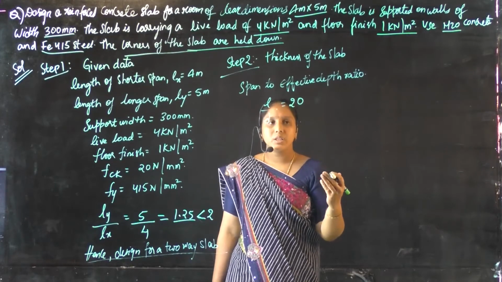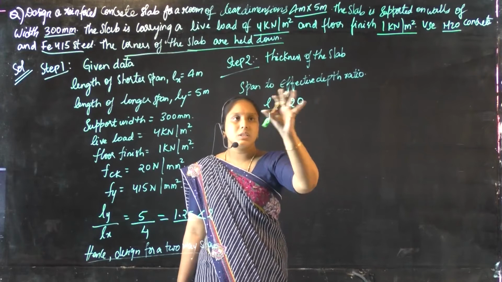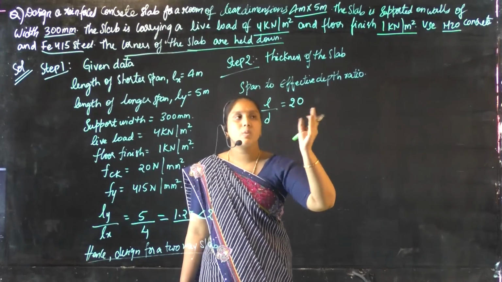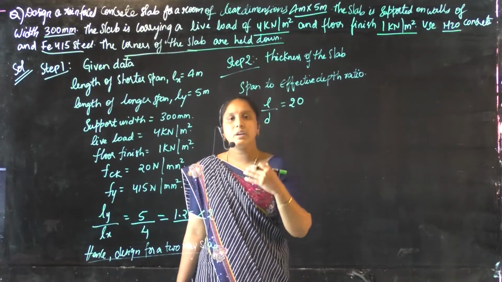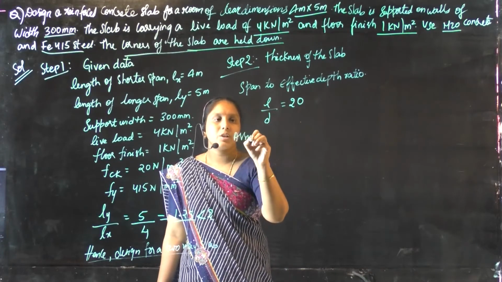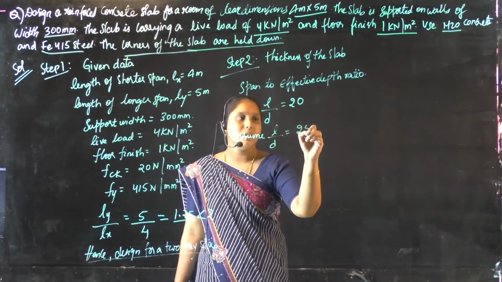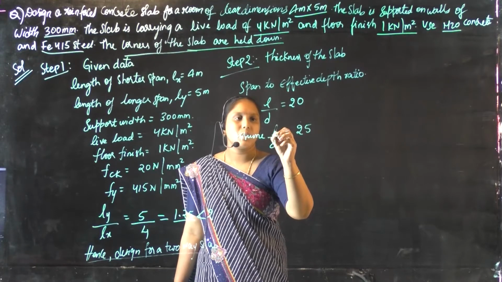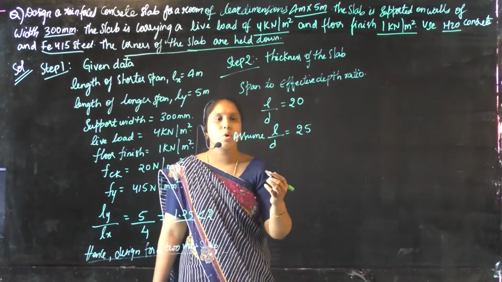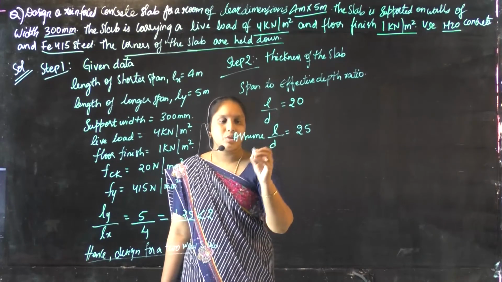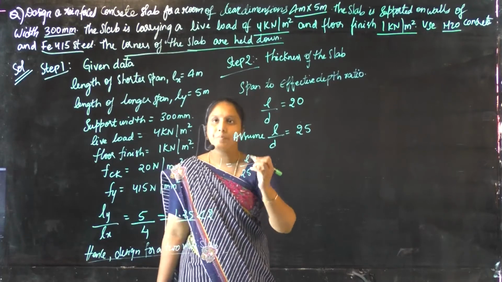Here I am going to assume some modification factor. This is the basic value, so I am going to multiply this basic value with some modification factor. And here I am assuming a suitable L by D ratio as 25. So from this I am going to calculate the effective depth. So D will be equal to L by 25.